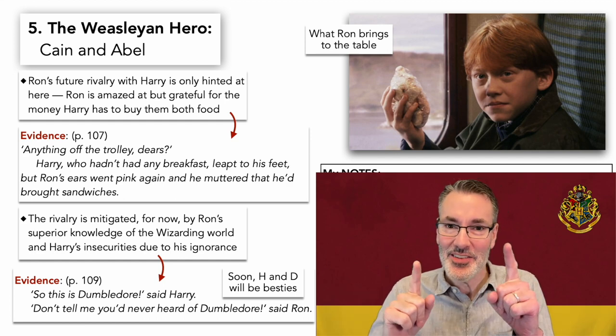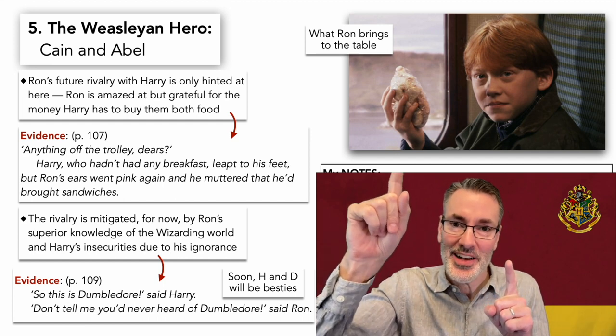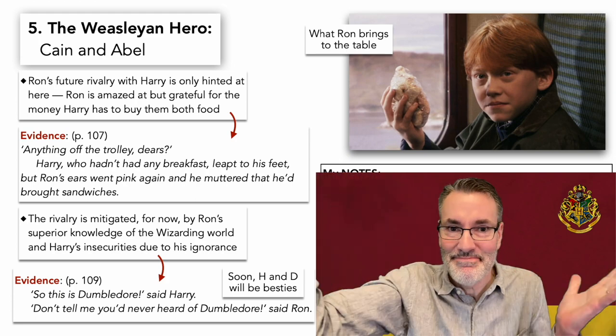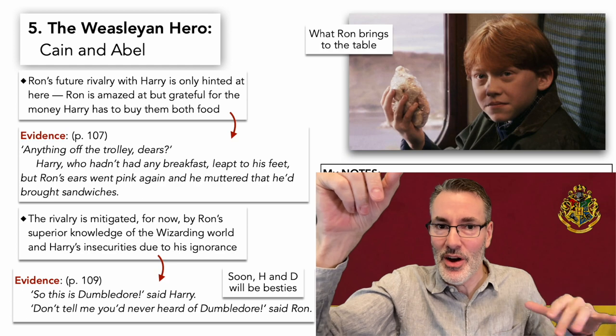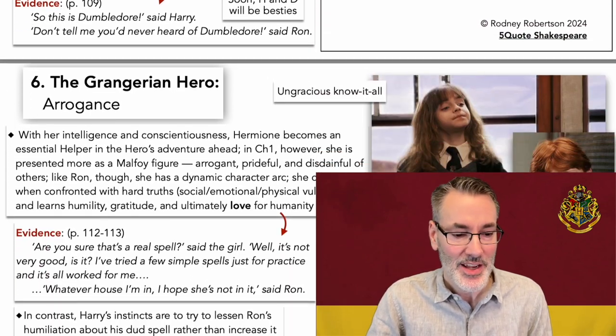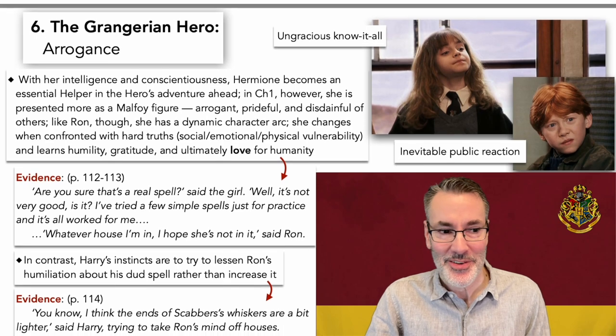And then, as Harry skyrockets in everybody's mind, he becomes tight with Dumbledore, and Ron just, again, disappears. What do you do with that? You become the Weasleyan hero. Okay, so now let's talk about the Grangerian hero.